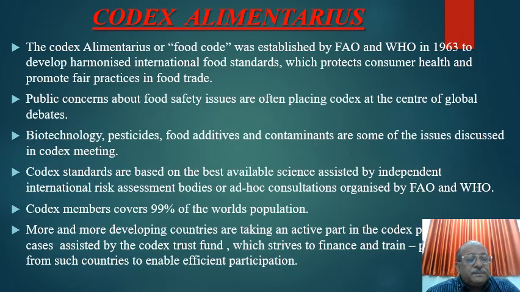Codex Alimentarius. The Codex Alimentarius Food Code was established by FAO and WHO in 1963 to develop harmonized international food standards. Public concern about food safety issues is addressed. Biotechnology, pesticides and food additives are some of the issues discussed. Codex standards are based on the best available science, assisted by independent international risk assessment. Codex members cover 99% of the world population.